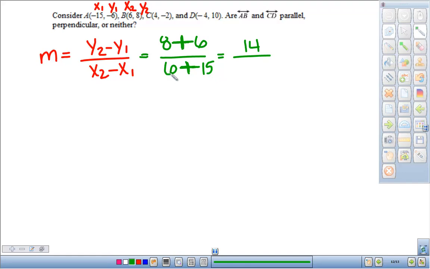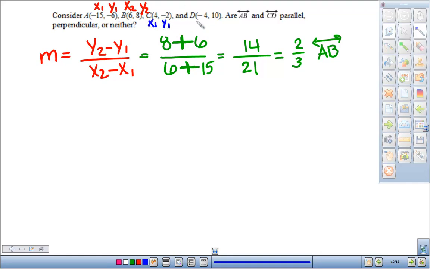15 and 6 is 21. This fraction can be reduced. They are both divisible by 7. So that is 2/3. So the slope of AB is 2/3. Okay, now we're going to do the same thing and check the slope of CD.